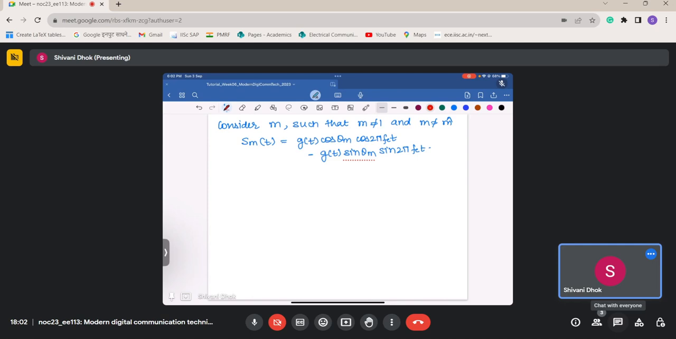Yeah. So now let's try to construct the third basis, that is f3t, using this SM. So we'll have first this intermediate signal, that will be SMt minus the inner product of this SMt with f1t along f1t, minus the inner product of SMt with f2t along f2t.